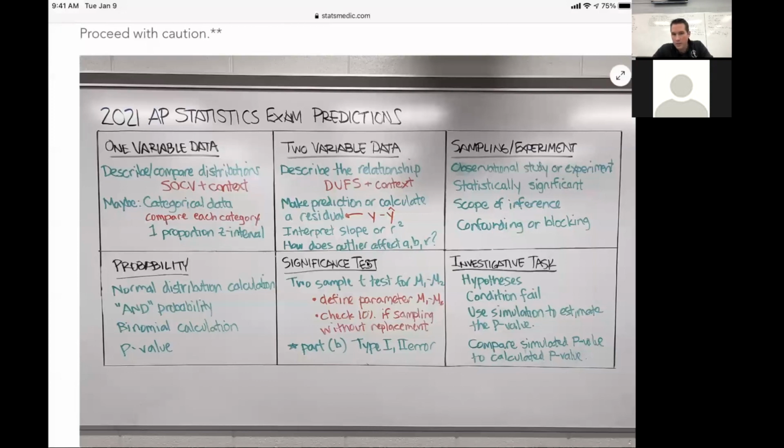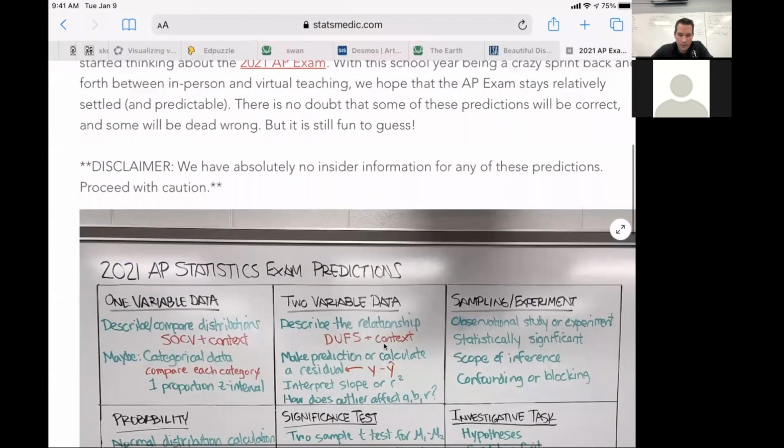Part B, probably an error analysis. So is it a type 1 or a type 2 error? What would be the impact if those errors occurred? And then lastly, investigative tasks. So probably build off like a hypothesis, condition fail, use a simulation to estimate the p-value and compare the simulated p-value to a calculated value. And this again gives you a rough estimate of what they are thinking.